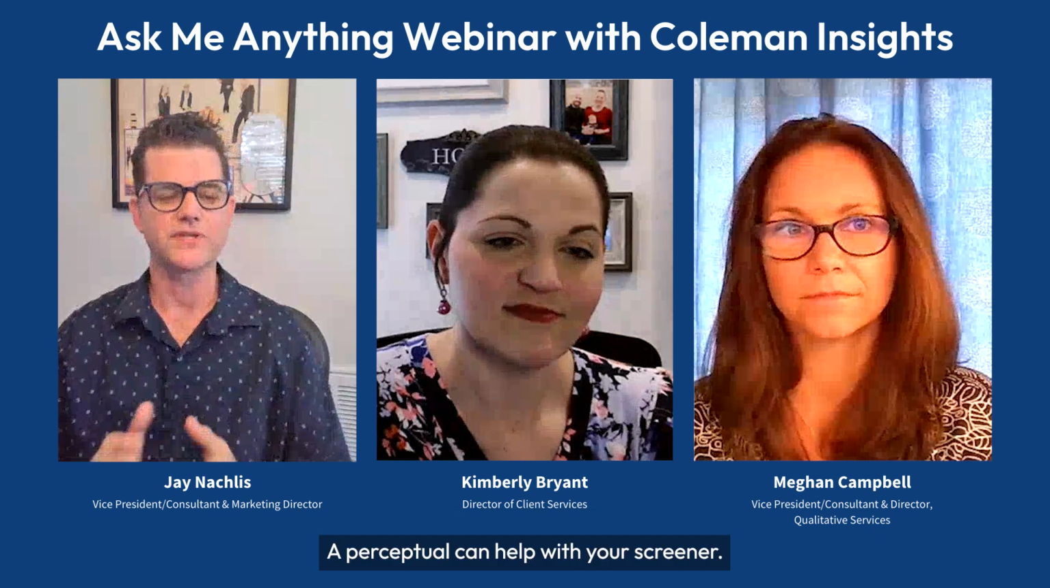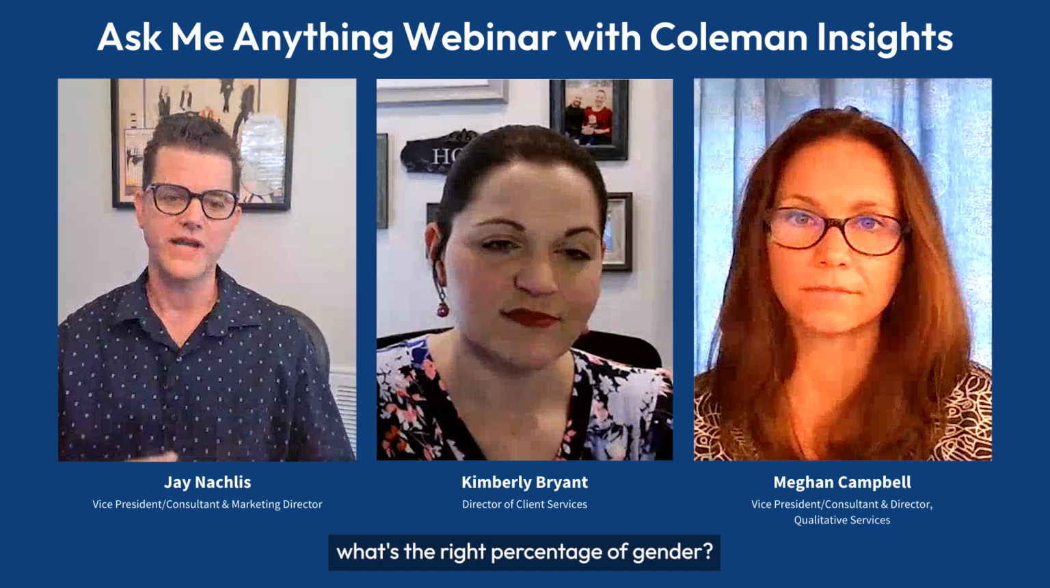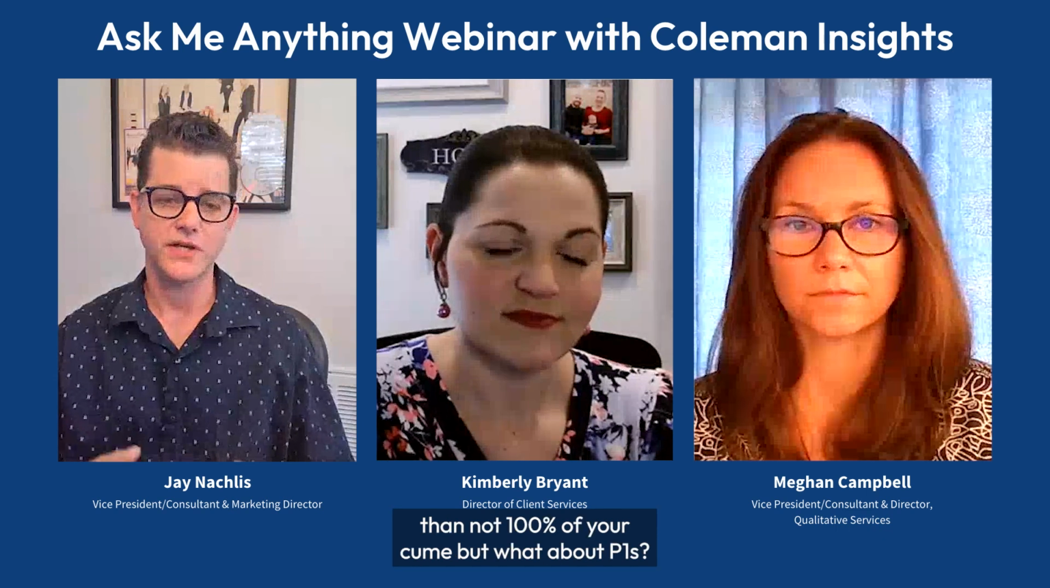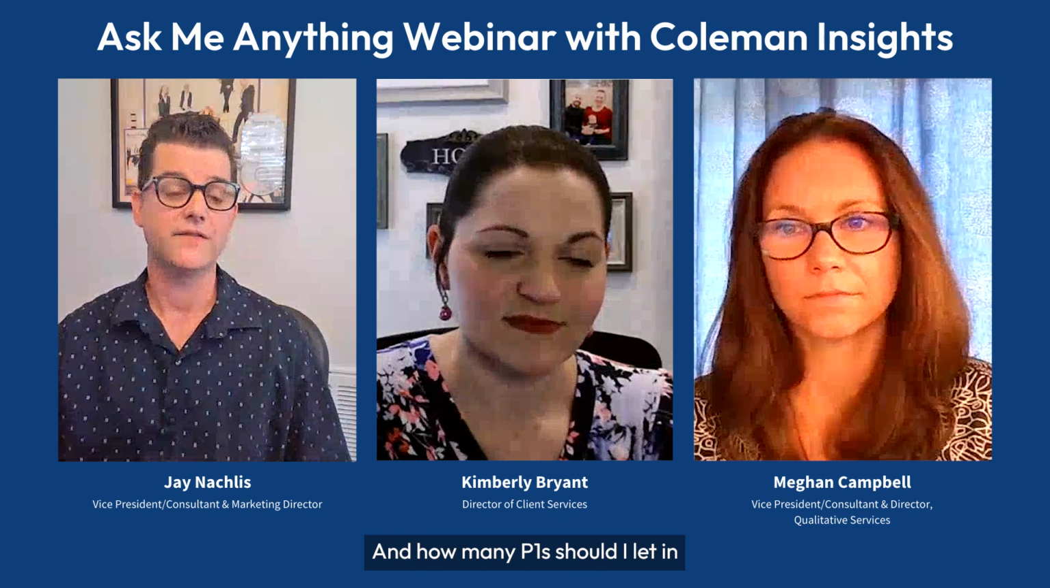It can also help, or perceptual can help with your screener. So you'll know, for example, what's the right percentage of gender? Should I be testing this male versus female? You're probably going to be testing more often than not 100% of your cume, but what about P1s? And how many P1s should I let in from the other stations, for example? What about age range? Am I testing the right age range?